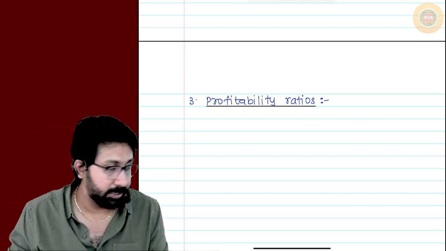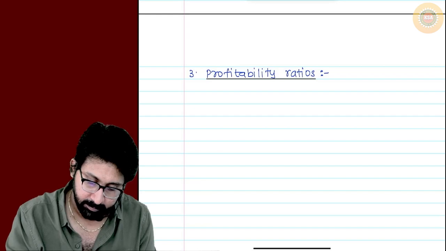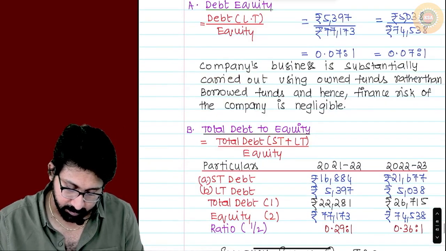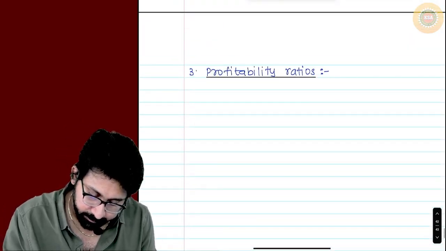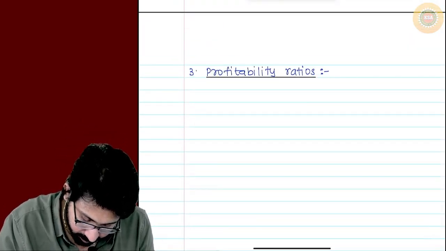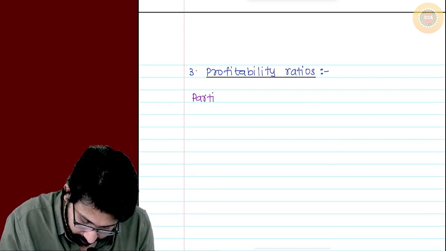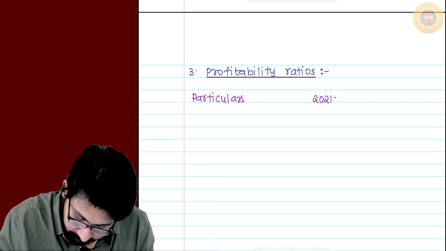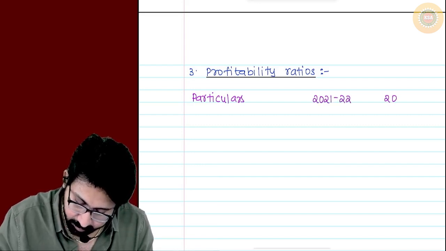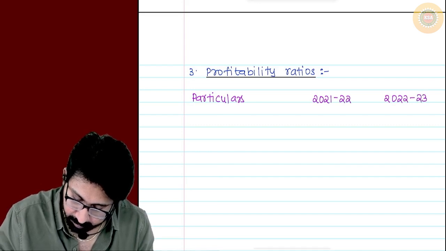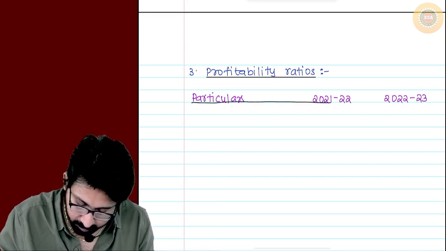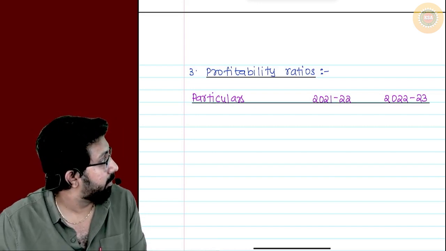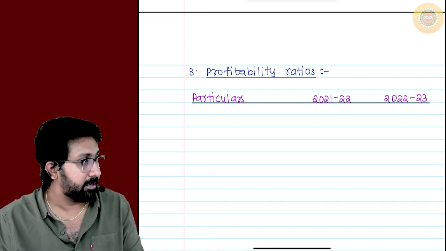Profitability ratios. Write down particulars. No noise, please. '21, '22, '22, '23. First.